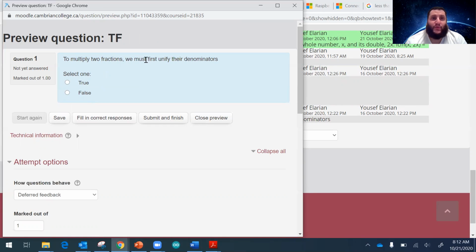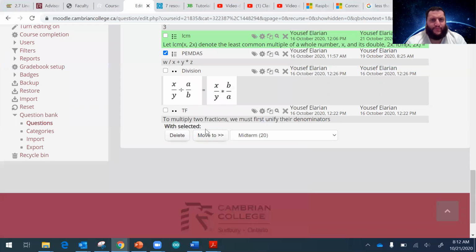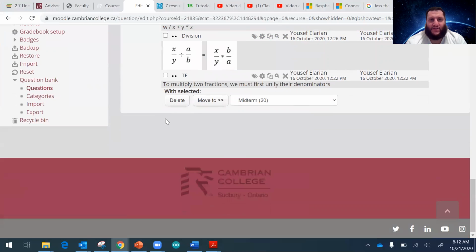To multiply two fractions, we must first unify their denominators: false. To add and subtract, yes. To multiply, no. To divide, no. And that was the last question.